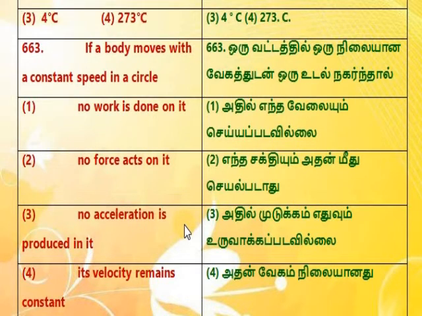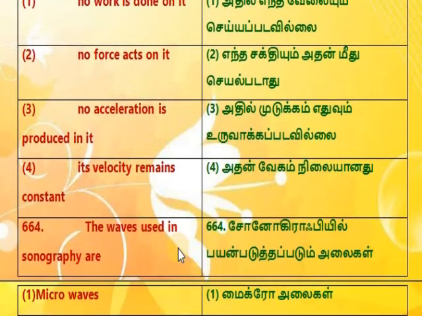663. If a body moves with a constant speed in a circle: 1. No work is done on it, 2. No force acts on it, 3. No acceleration is produced in it, 4. Its velocity remains constant.